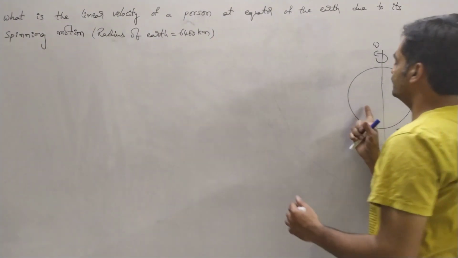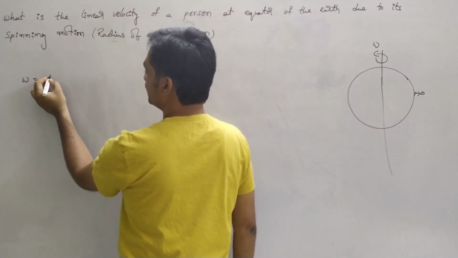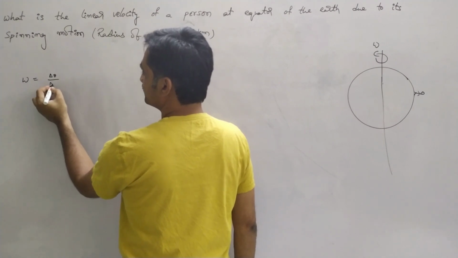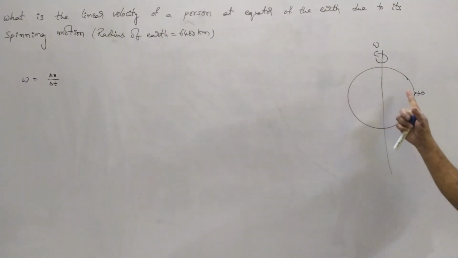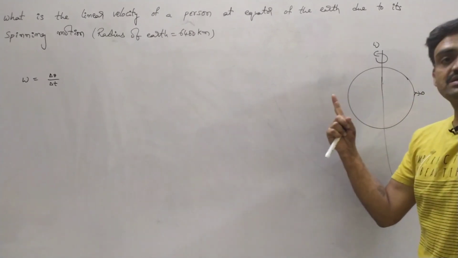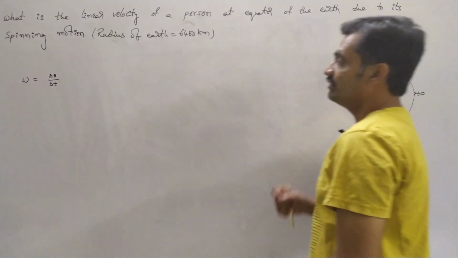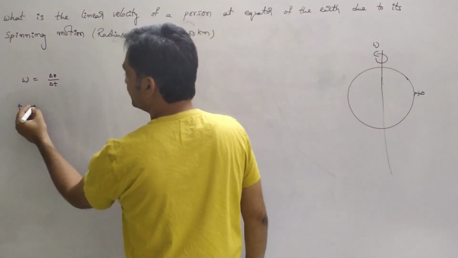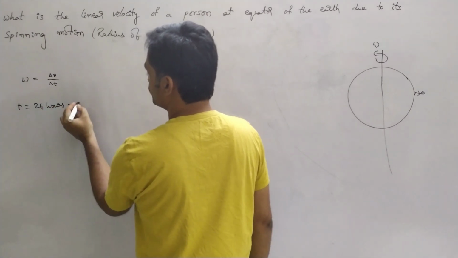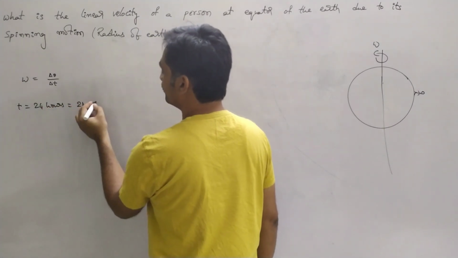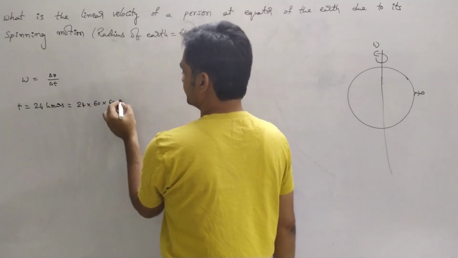In order to represent that, first of all we have to find the angular velocity, where we know that angular velocity equals change in the angular displacement by change in the time. Observe that here the earth completes one rotation in 24 hours. So the time is considered as 24 hours, which is nothing but 24 into, where we know that 1 hour consists of 60 minutes and 1 minute consists of 60 seconds.